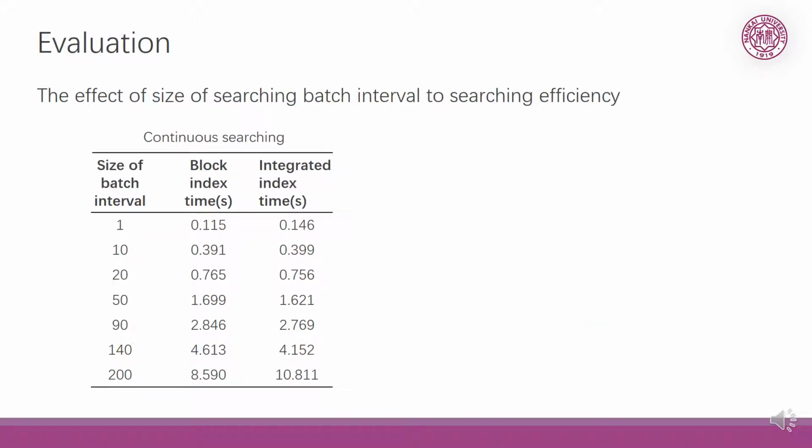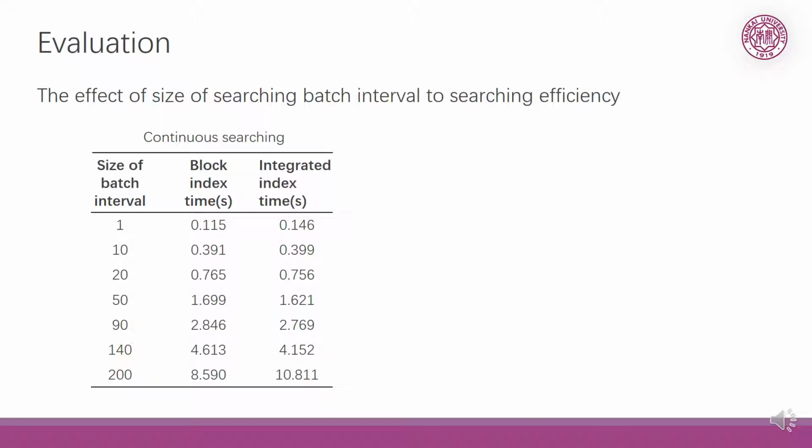The second part is the effect of the size of the batch interval. Referring to the first part, we can find that when the batch interval is 1, the block index has significant advantages. However, as the batch interval increases, the I/O cost of block index increases. So the assumption is that there is a cross point: before this point, the block index is better than integrated index, while after this point, the integrated index is better than block index.